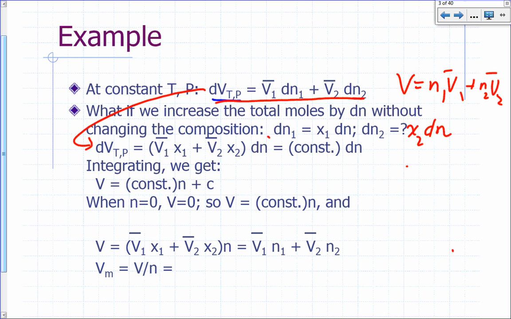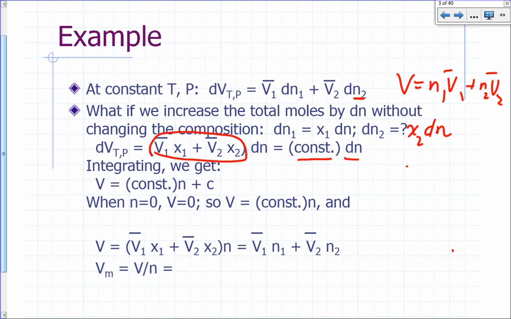Now, V1 bar x1 plus V2 bar x2. Since we're fixing the composition of our mixture, the mole fractions are fixed, and we don't expect V1 bar and V2 bar to change because those are intensive properties. So this expression right here will just be a constant. So it's constant times dN. So partial molar quantities are intensive properties. If you're not changing the relative composition of your mixture, those will not change. So it's constant times dN.